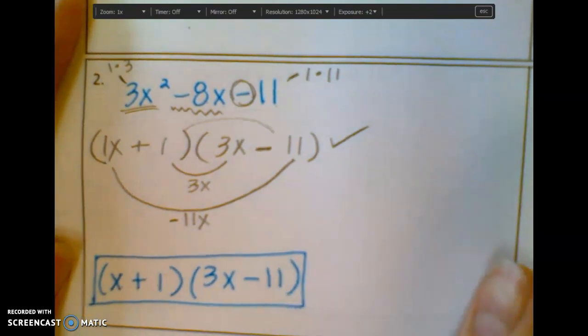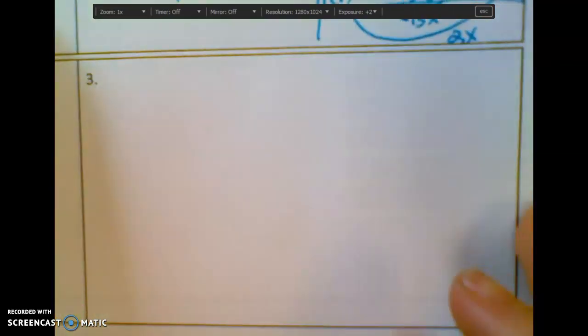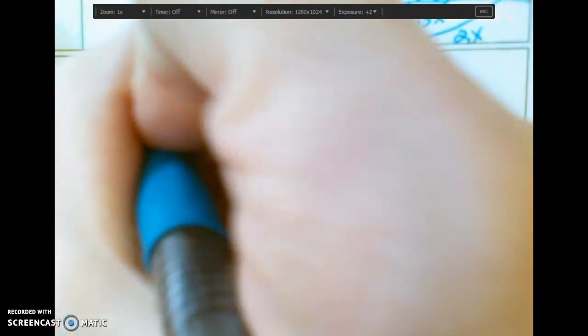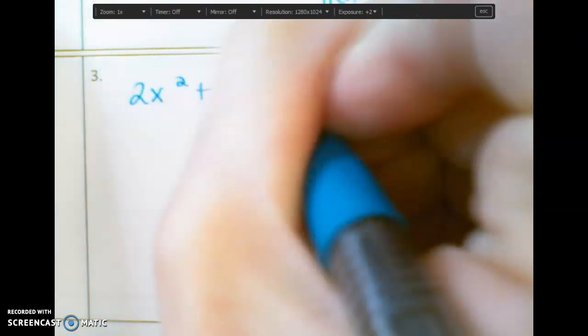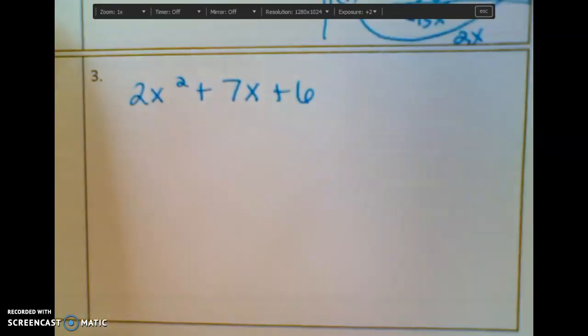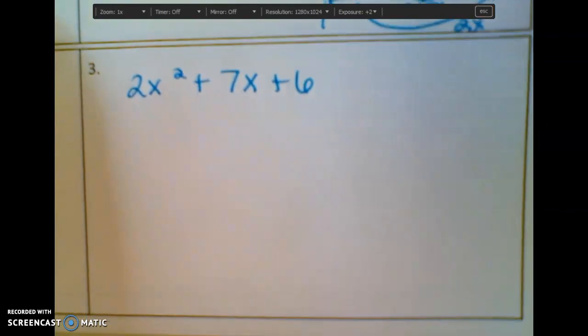I'm going to write the next problem, and I want you to try it on your own. So number 3, 2x squared plus 7x plus 6. Pause the video and try it, and then come check your work with me.